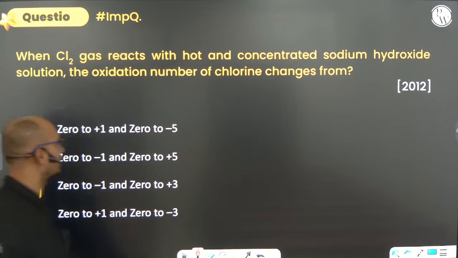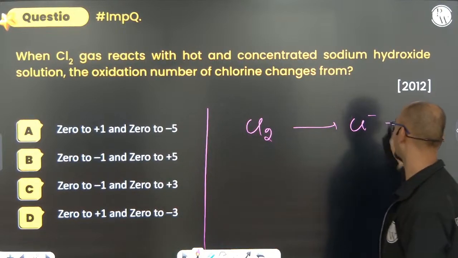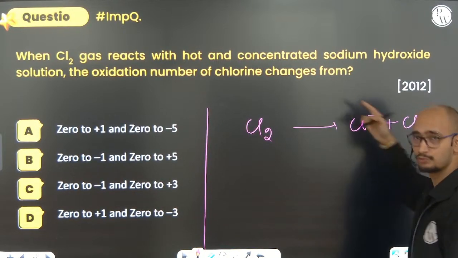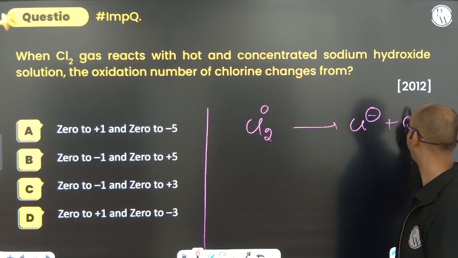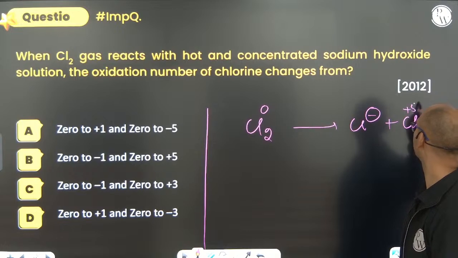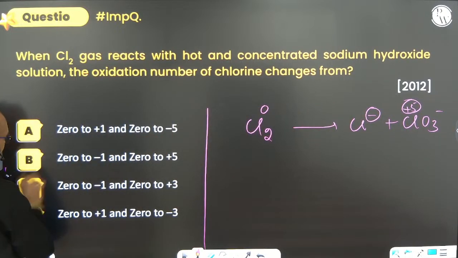chlorine changes from... I hope we have seen what happened there. Chlorine converted into Cl minus and ClO3 minus. I have shown you this in the disproportionation reaction example. Can you see 0 to minus 1 and here it is plus 5. 0 to minus 1 and plus 5. Option B is the correct option.